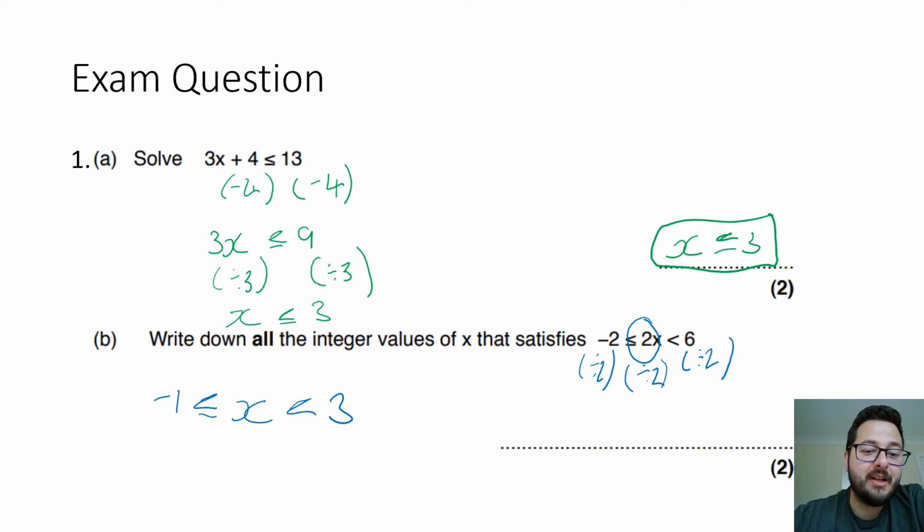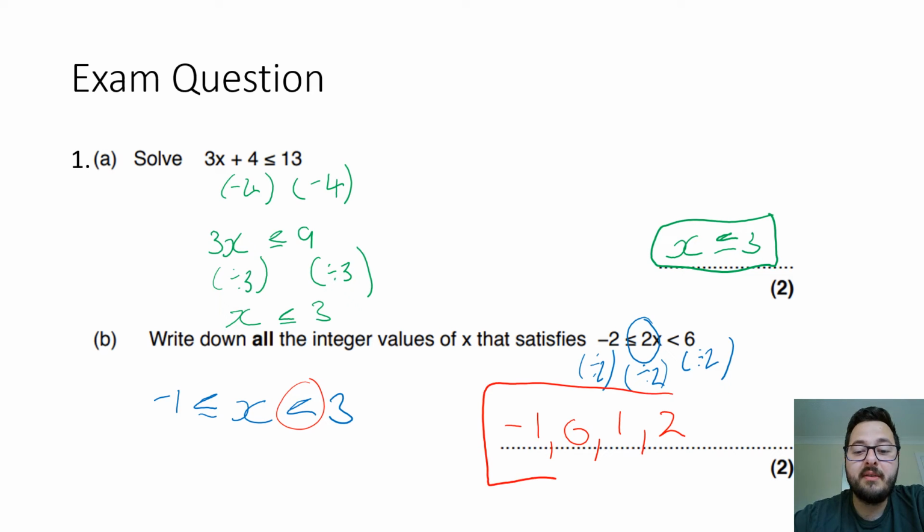Well, we've got -1 is less than or equal to x, so it can be equal to -1. And if we keep going up, the next integer would be 0, the next integer would be 1, the next integer would be 2. And we've got 3 here, but because this is just less than, there's no equality sign, there's no equals bit, we leave it and that's it. So we can't include 3. So this is our answer. We've got 4 possible integer values.